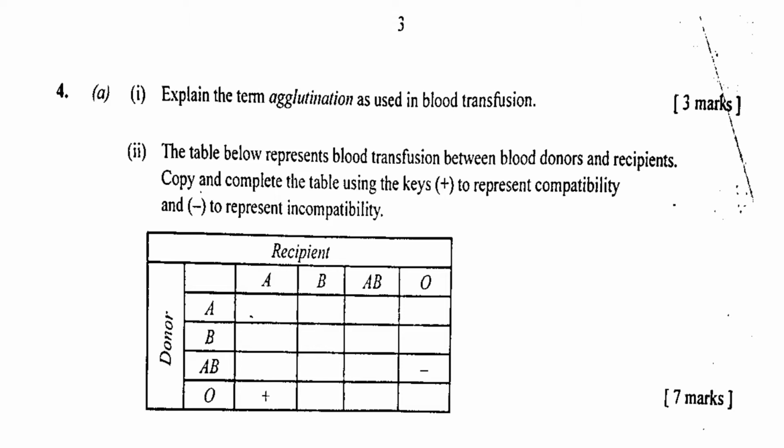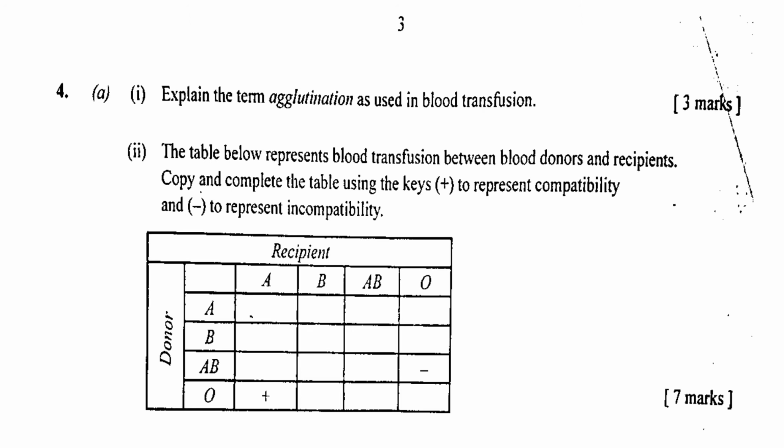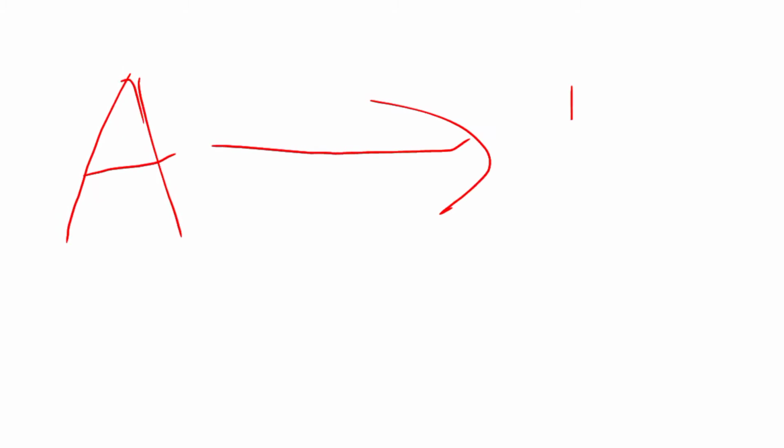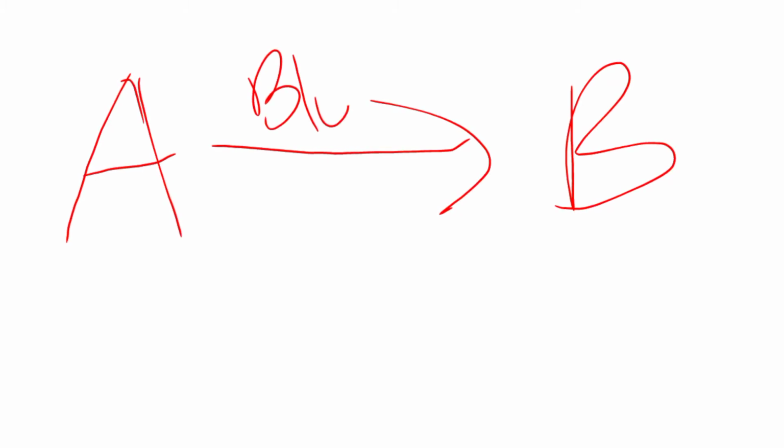So firstly, I would like to talk about blood transfusion. When we say blood transfusion, what do we mean? Blood transfusion, simply put, if you have a person A, and person A's blood is taken and given to person B, and this happens without complication, that is what we refer to as blood transfusion. I think the concept of blood transfusion is clear.